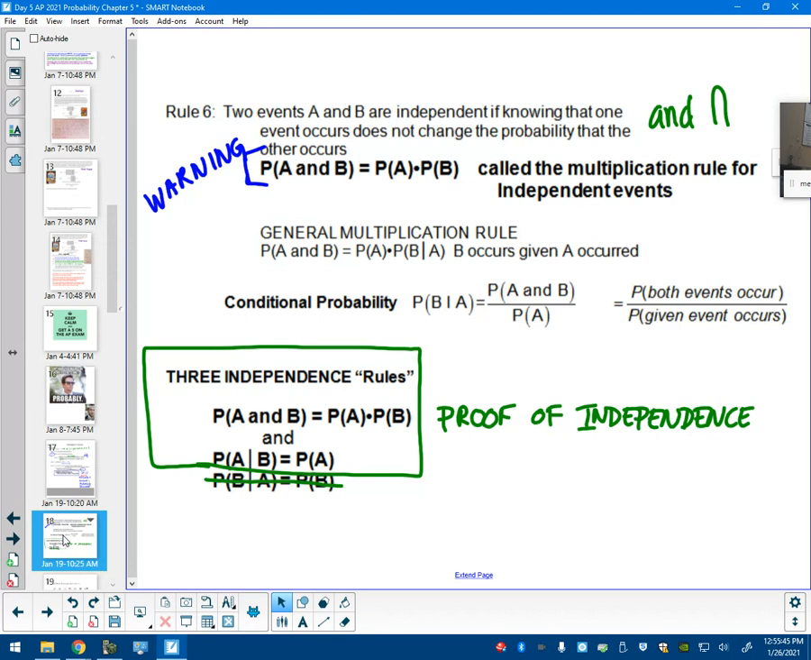Okay. Put a warning sign beside that formula because you can only use that formula if you're told that you have independent events. And usually events aren't independent and usually events aren't disjoint. Occasionally we run into them. And then there's really only 2 independence rules because that second rule we've just repeated. And those are the rules we use for proof of independence.